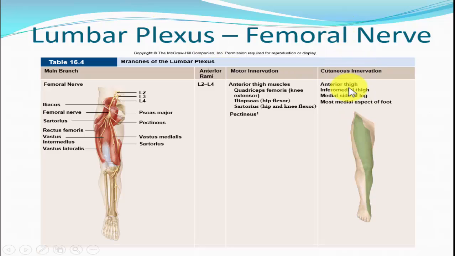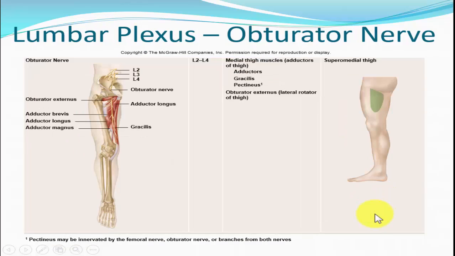Cutaneously, the skin sensation for this nerve is going to be the anterior thigh, inferior or medial thigh, the medial side of the leg, and the most medial aspect of the foot. So this green area here is the entire area that, if this nerve is injured or severed and loses the ability to function, this entire green area that you see on this leg model here would lose sensation.